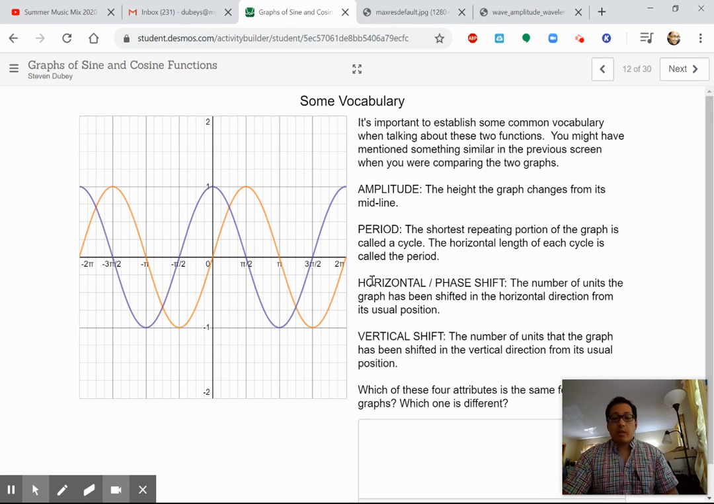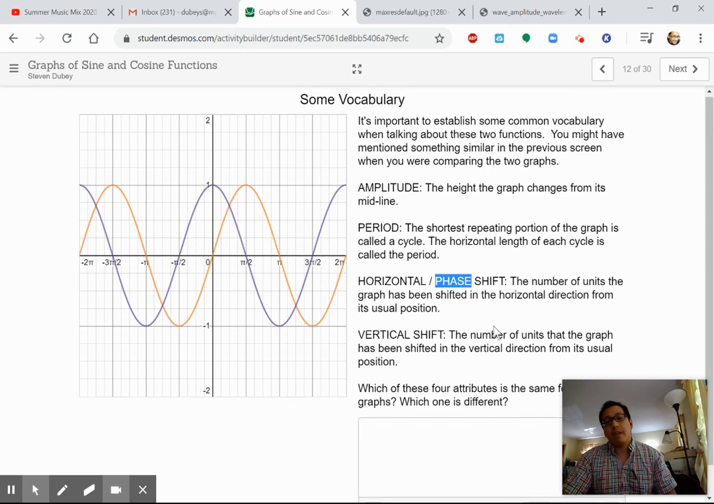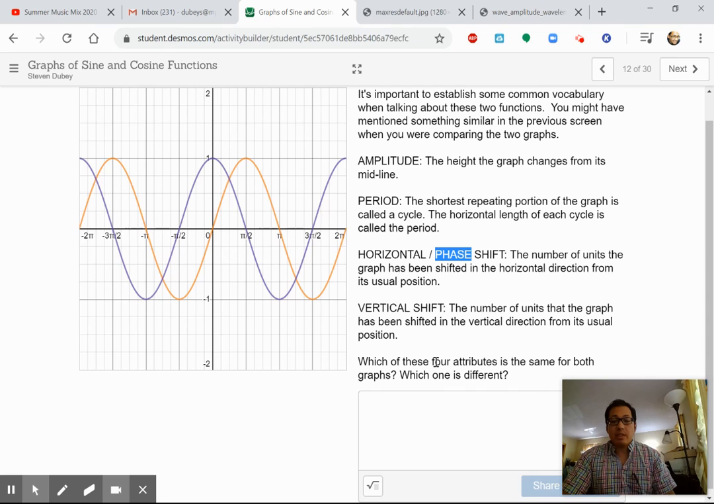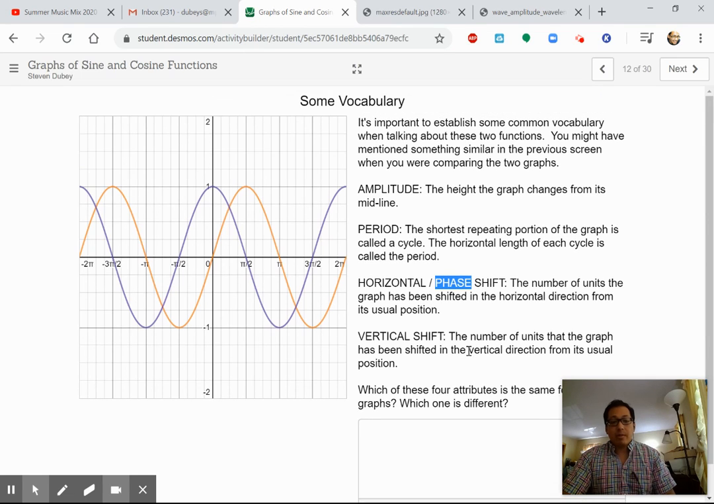Then I've got two other things here: a horizontal or phase shift. Phase shift means if I shift these graphs left or right horizontally, that's called a phase shift. And a vertical shift, I don't have any of these shifted this way, but if we shifted it up and down, that would be a vertical shift, just like in any graph. Which of these four attributes is the same, and which one is different for these two graphs, for sine and cosine?